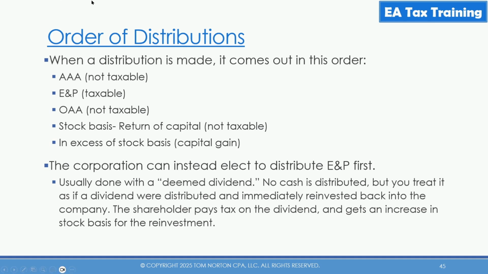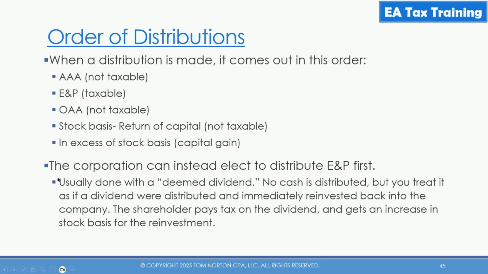For the EA exam, you will want to remember this. You want to remember this order. The distributions come first from AAA, not taxable. You want to know that. Then they come from earnings and profits, taxable. Then from OAA, not taxable. Then stock basis, not taxable. And then in excess of stock basis, capital gain.